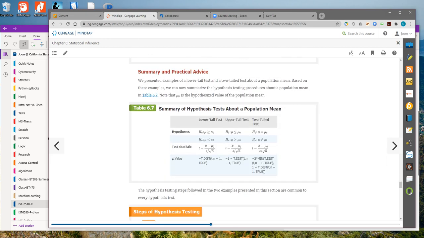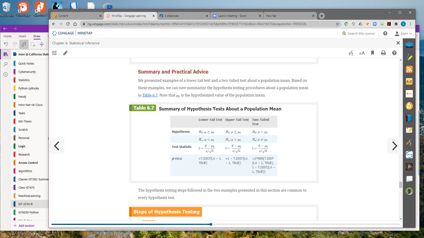The core of this section is really summarized in this table, right? Basically the summary of a hypothesis test about population mean. As you can see, there are three different cases: lower tail test, upper tail test, and two tail test, right? And for each test, you need to think about three things: hypothesis, test statistic, and p-value.